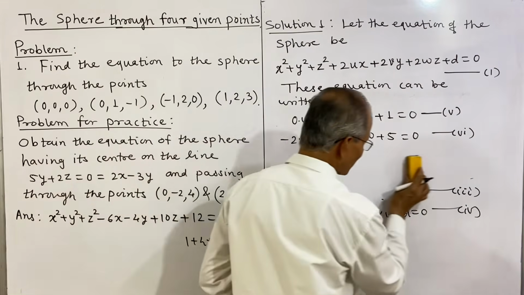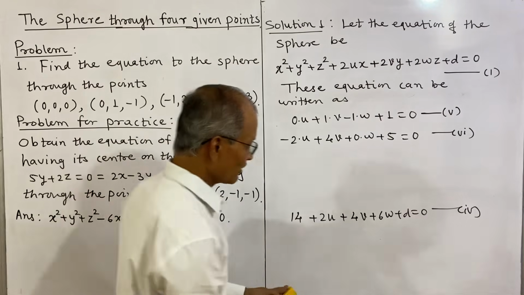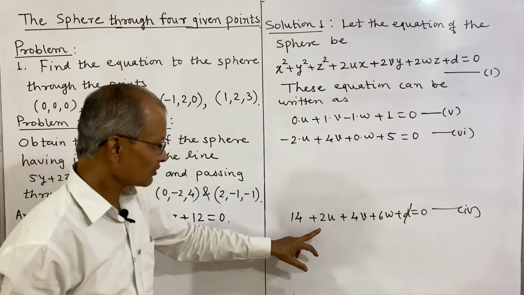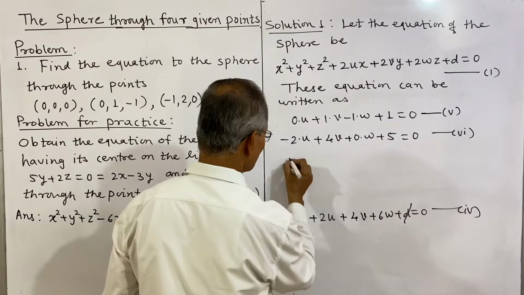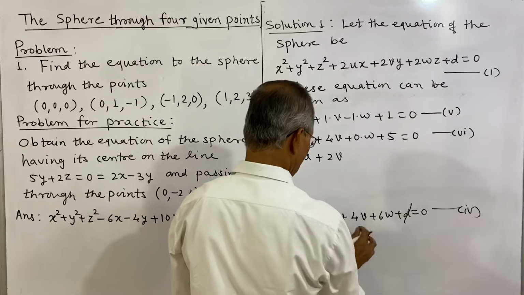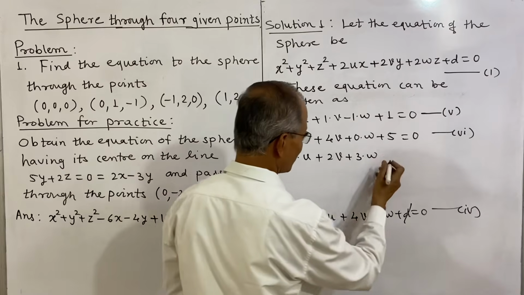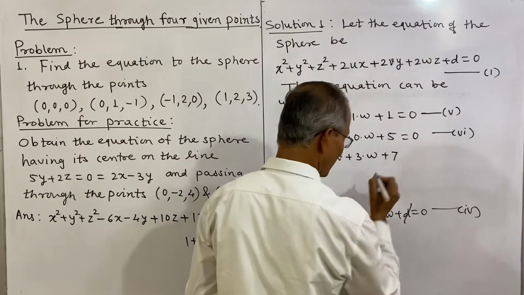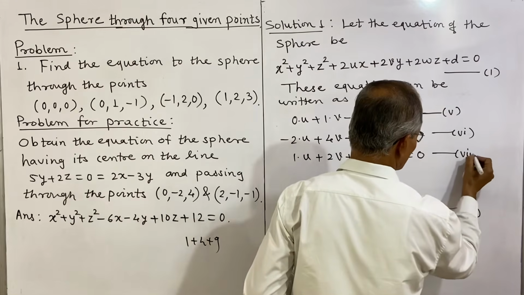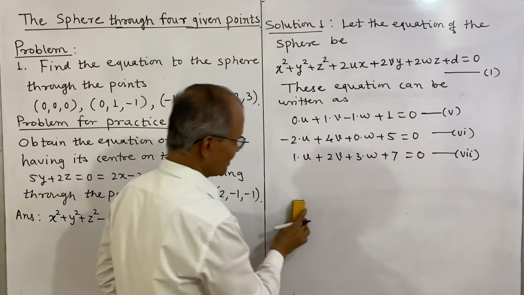The last equation I shall arrange in the same manner, but here because d is 0, this term vanishes and the remaining terms are divisible by 2. So dividing by 2, I can write this as 1 into u, and 2 into v, the term of w, 3 into w, and this constant I am writing last as 14 divided by 2 is 7, and is equal to 0. So this is our seventh equation. So we have equations 5, 6, 7. Now we solve these equations to obtain u, v, w.